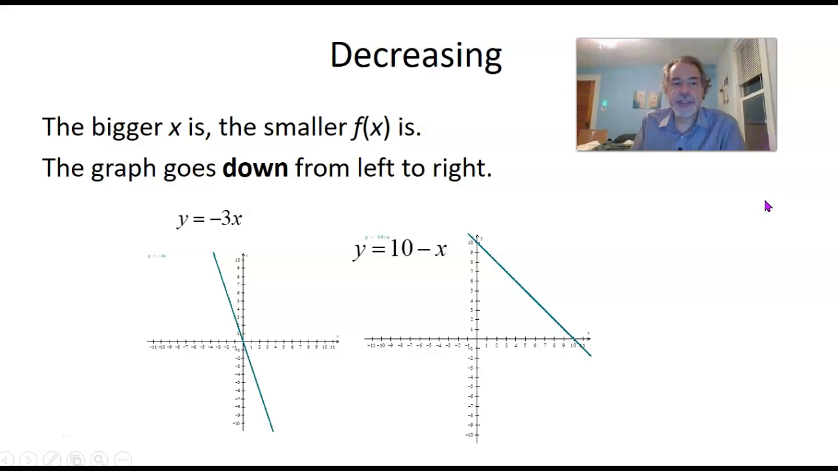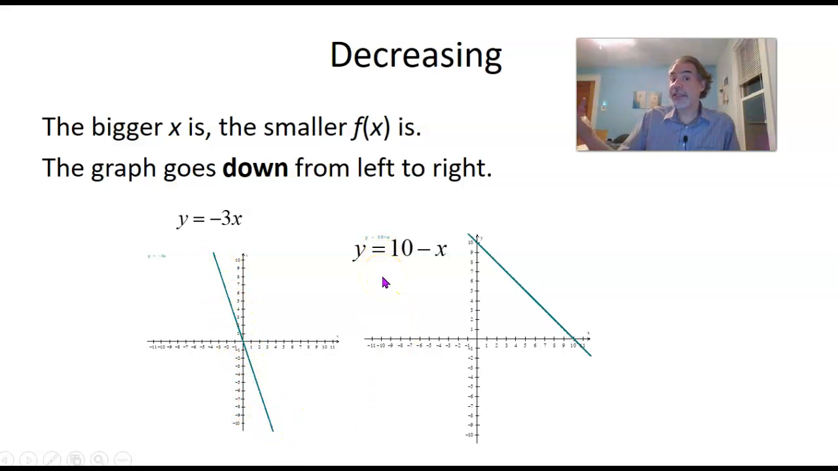Here are a couple simple examples of decreasing functions. Negative 3x, the bigger x is, the smaller negative 3 times x is going to be. So if x goes from 1 to 2 to 3 to 4, negative 3x is going to be going from negative 3 down to negative 6, down to negative 9, down to negative 12, and so on. So that's a decreasing function.